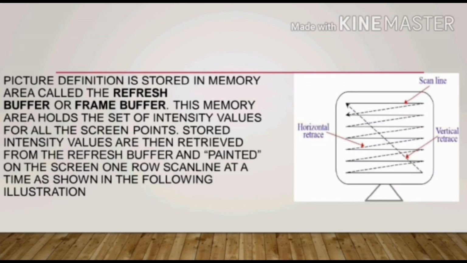Picture definition is stored in a memory area called the refresh buffer or frame buffer. This area holds the set of intensity values for all the screen points. These stored intensity values are retrieved from the refresh buffer and painted on the screen one scan line at a time, as you can see in the figure.